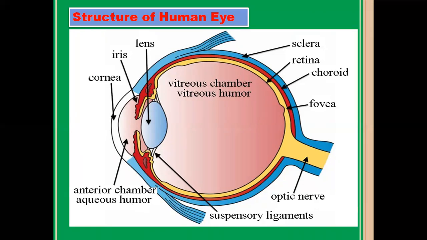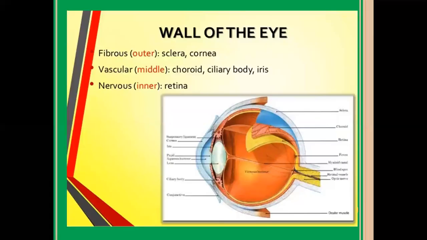How many layers does the human eye have? There are 3 layers of the human eye, or you can say walls of the eye. The outer one is fibrous, which consists of the sclera and cornea. This one you can see, this is the sclera and this is the cornea. The middle layer includes the choroid, ciliary body, iris, pupil, ciliary muscle, and suspensory ligament.